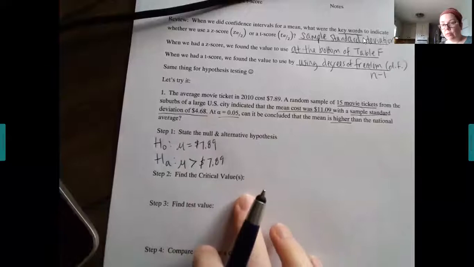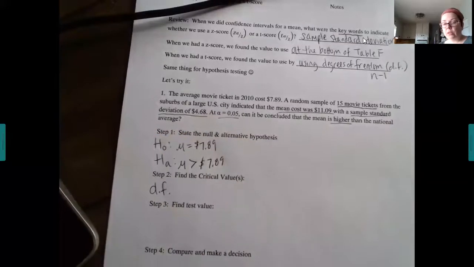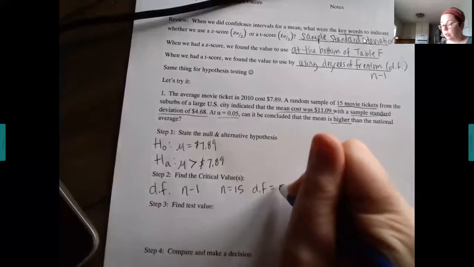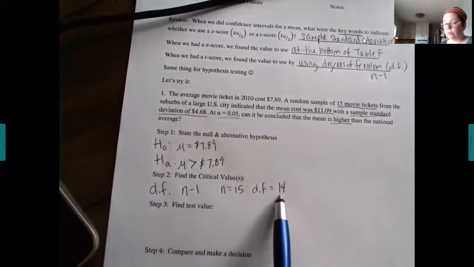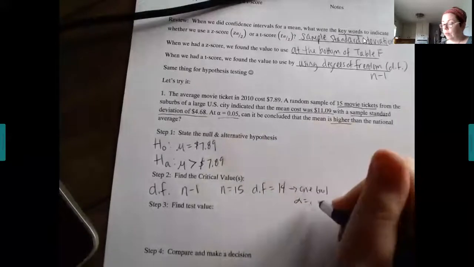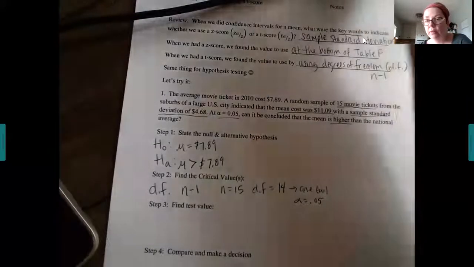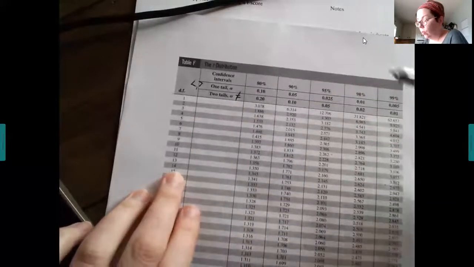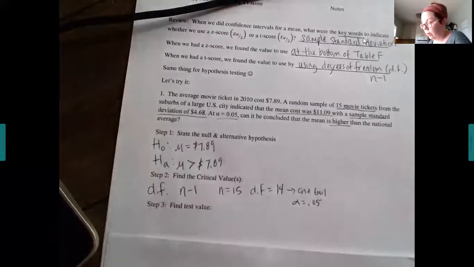All right, so now when we find the critical value, because it gave us a sample standard deviation, we're going to need degrees of freedom. And so degrees of freedom is n-1. And out of this sample, there was 15 movie tickets in the sample. So for n is 15, our degrees of freedom equals 14, right? So 15 minus 1 gets us 14. So we're going to look at one tail at alpha at 0.05. So we need to go down in the degrees of freedom column, rather than going all the way to the bottom of the table. So here degrees of freedom is 14, and then one tail at 0.05.